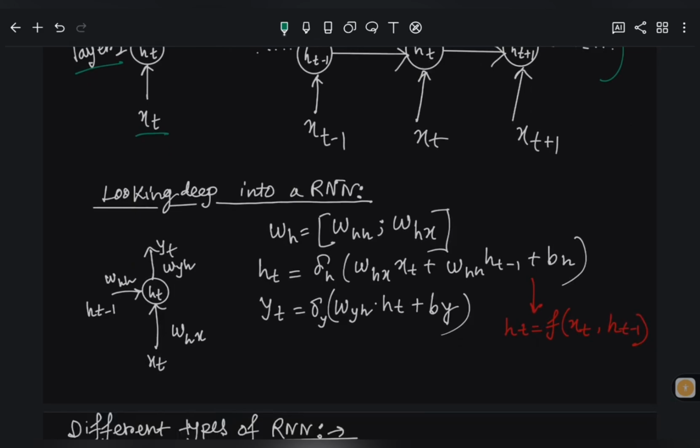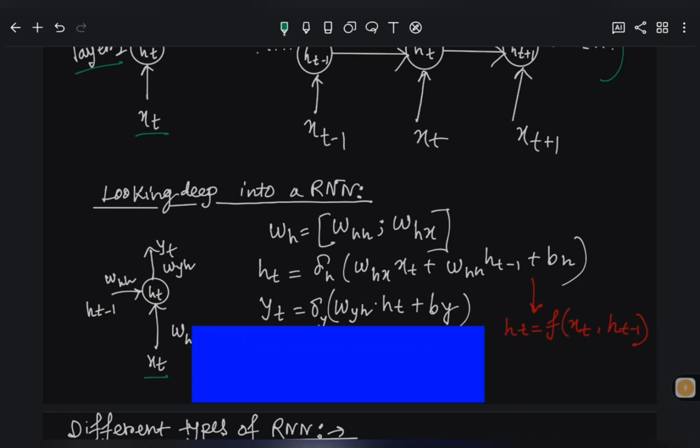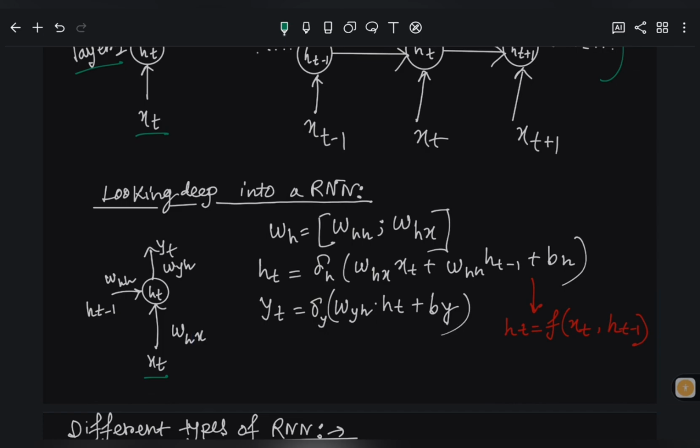Now, if I look into the mathematics of each of these operations, right? We have our xt, which is nothing but the input. Then we have this node, which gives you the ht, and we have the output, which is yt, right? Now, if I introduce weights in each of these paths, from my input to the hidden layer, if I name it as Whx, which is nothing but the weight connecting the input to the hidden layer, right? And then we also have Whh, right? So hh is nothing but hidden to hidden, right?